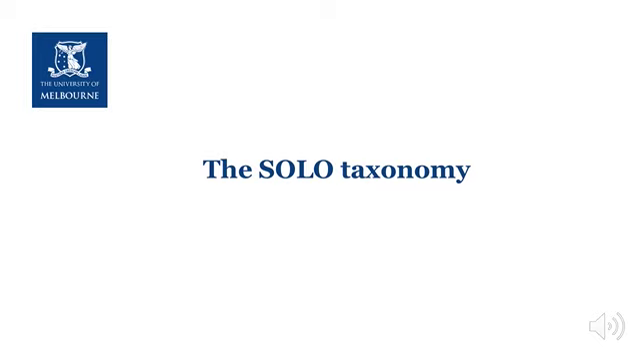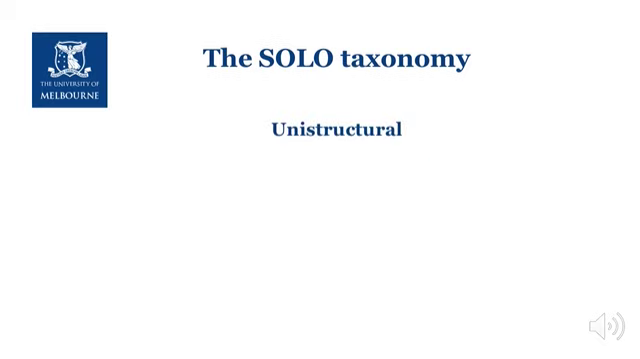The SOLO taxonomy consists of 4 levels of complexity. The first 2 are considered surface, while the third and fourth are considered deep. They are the unistructural level, in which the student can work with one aspect of new knowledge, such as being able to identify or name a concept or skill. The multistructural level, in which the student can work with several independent aspects of knowledge. This might involve being able to describe or list a number of different concepts or skills, but does not involve being able to work with them as a combined whole.